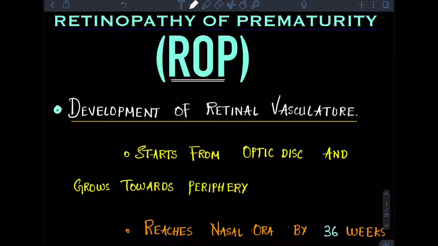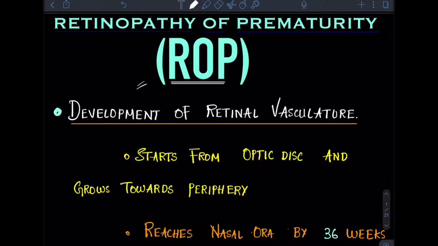Hello everyone. Now I'll be presenting a seminar on retinopathy of prematurity, that is ROP. ROP is a disease occurring in the prematures who develop abnormal retinal vasculature. Now, before coming into the pathology, we will see the normal development of the retinal vasculature.